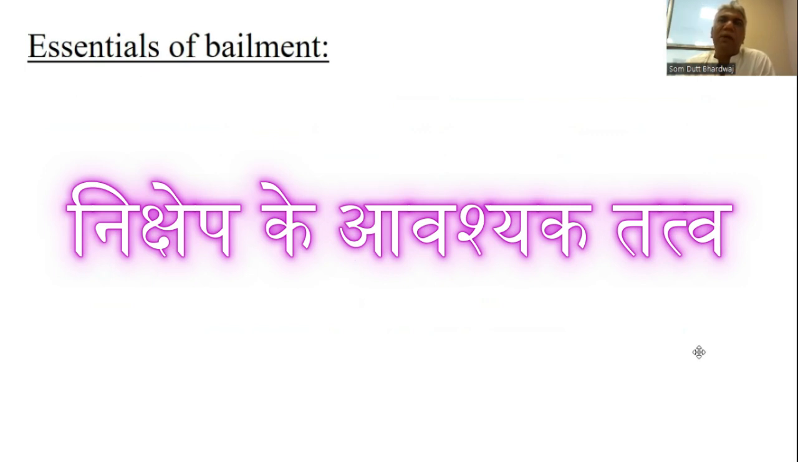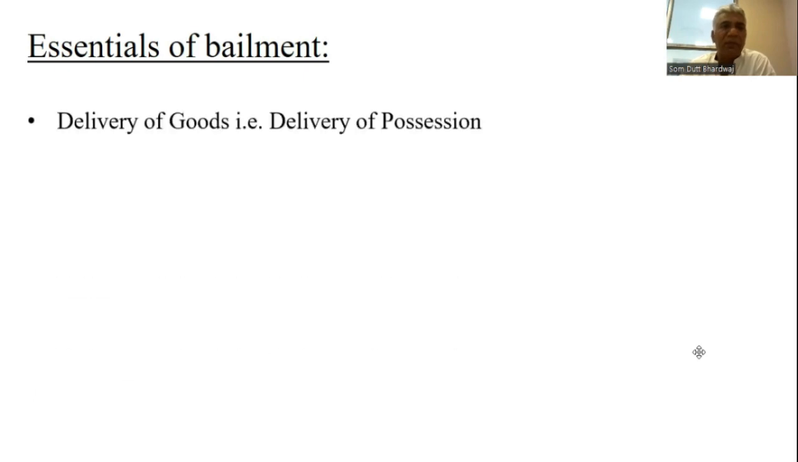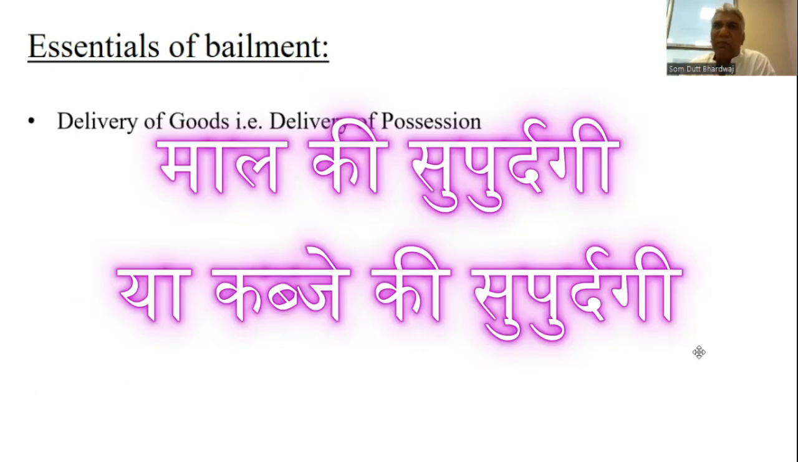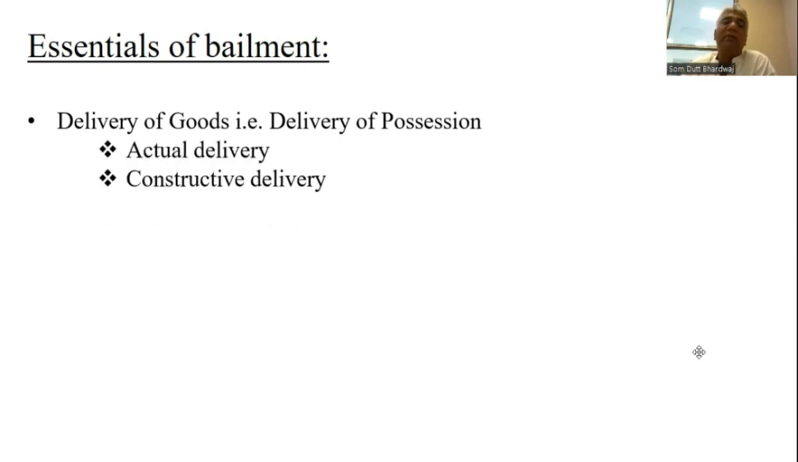If we have to identify whether there was a bailment or not for legal purposes, we have to look at the essential ingredients or characteristics of the bailment. So the first and foremost is the delivery of the goods or the delivery of the possession. What makes sense here is that for this section to operate, either there should be actual delivery or there should be a constructive delivery of the goods.